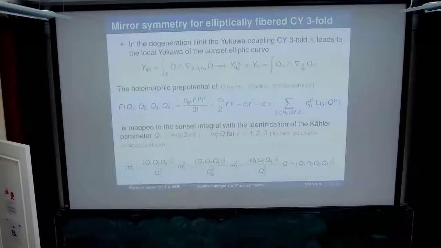So there's an expression here that is very explicit, always number explicit. And the map between the Kähler parameters that he is using and my variables is given here. You plug that in, and you exactly get what we computed from the Feynman integrals. And that works like a charm.